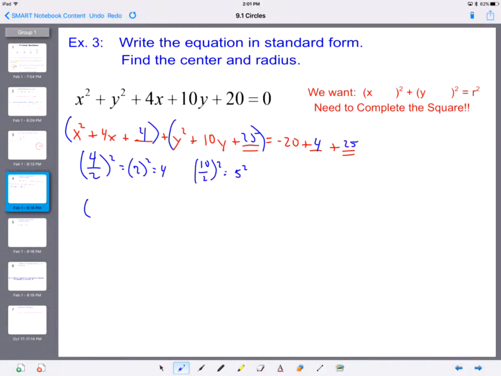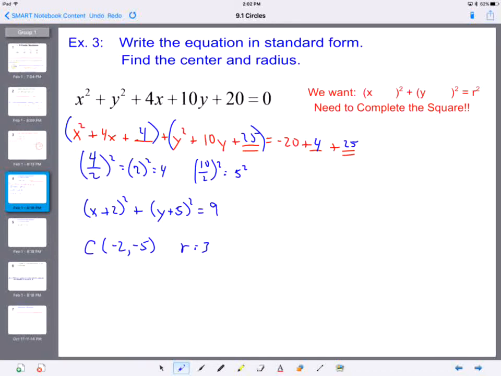Now you can factor both of those perfect square trinomials. x plus 2 quantity squared will give you x squared plus 4x plus 4, plus the half of 10 was 5, so that'd be y plus 5 quantity squared. And then it's equal to, on the right-hand side, negative 20 plus 4 plus 25, which is equal to 9. And there's your equation in standard form of a circle. Let's identify the center. That would be at negative 2, negative 5. And the radius is equal to the square root of 9, which is 3.